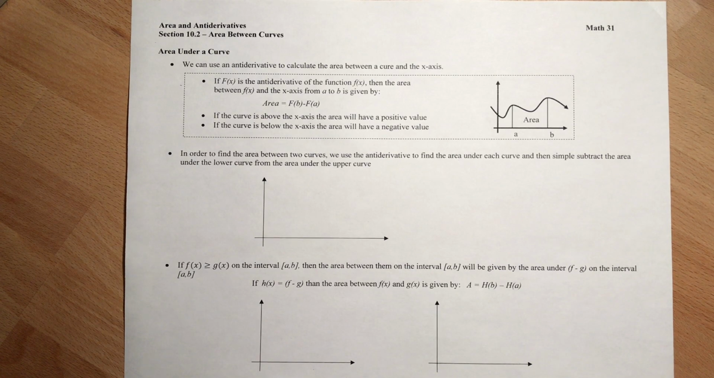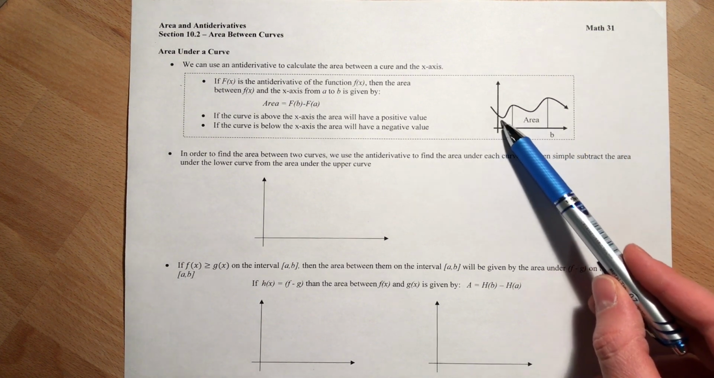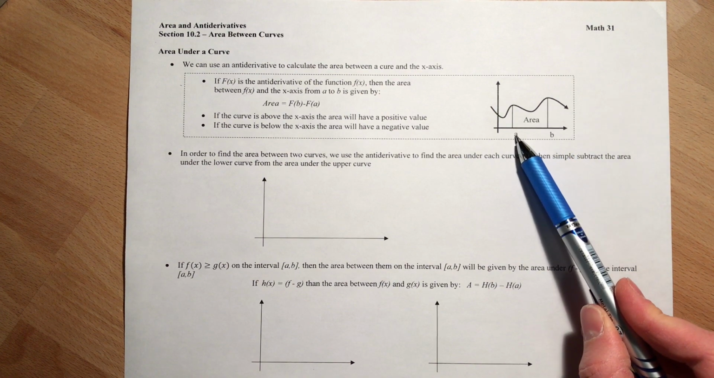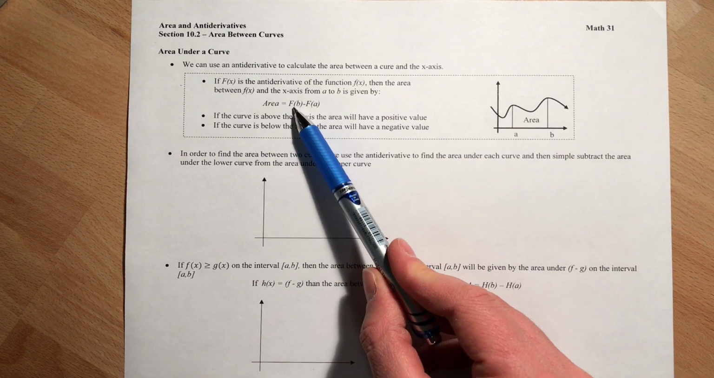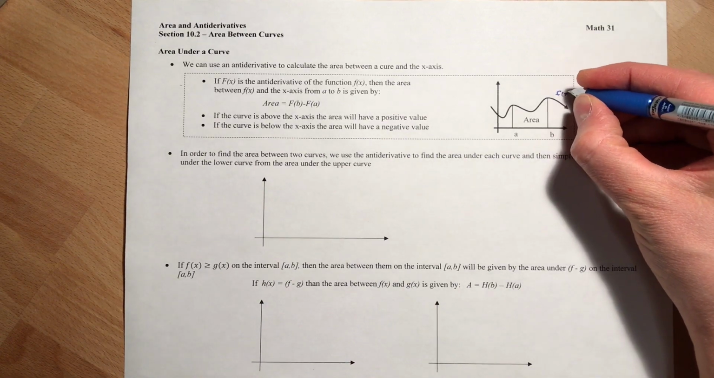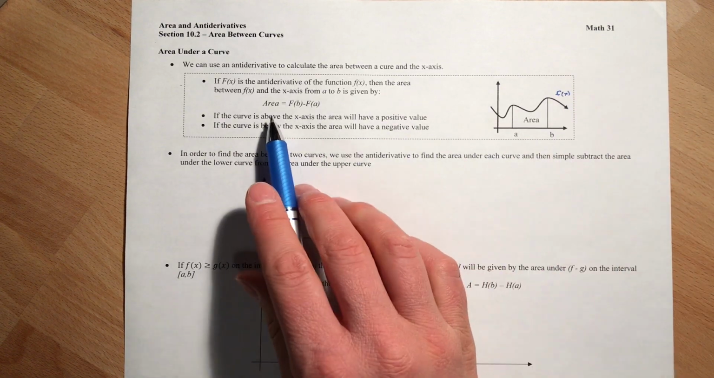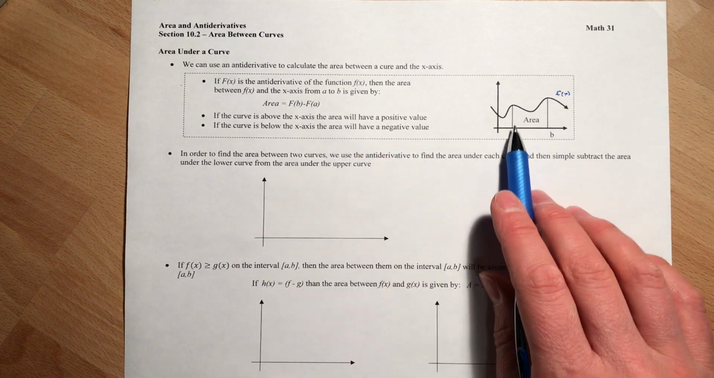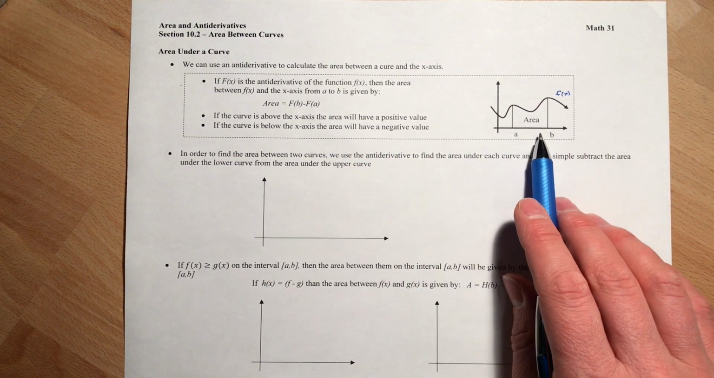So just a review of what we did previously, we've been using antiderivatives to calculate the area between a curve and the x-axis. If I have a curve that looks something like this, and I'm looking between some points b and a, this is just some curve f of x. I can take the antiderivative of that function and then subtract b subbed into there and a subbed into there. And that'll give me the area between there.